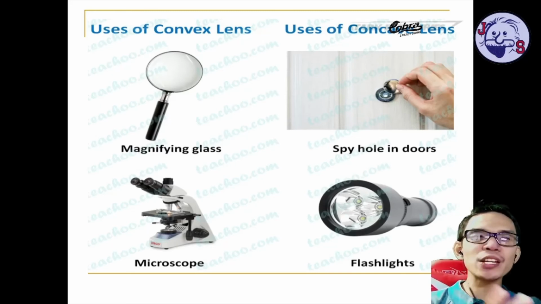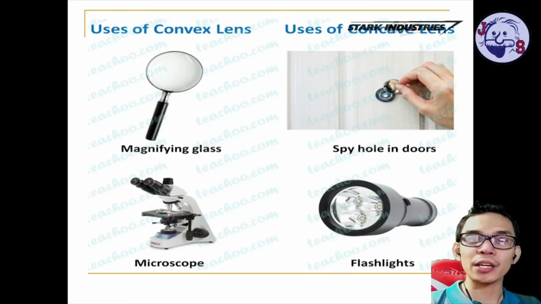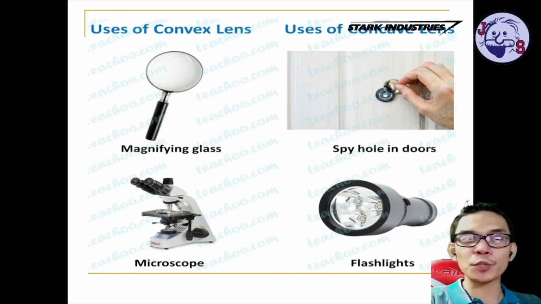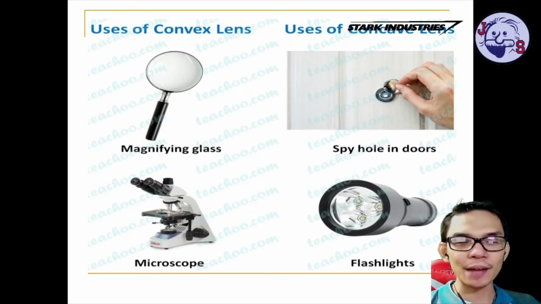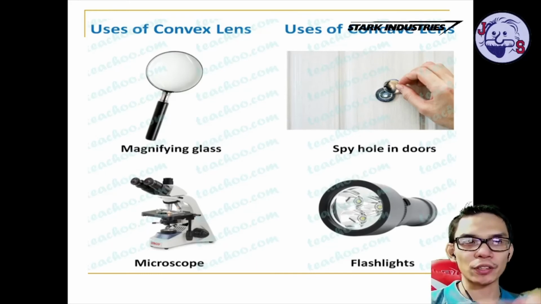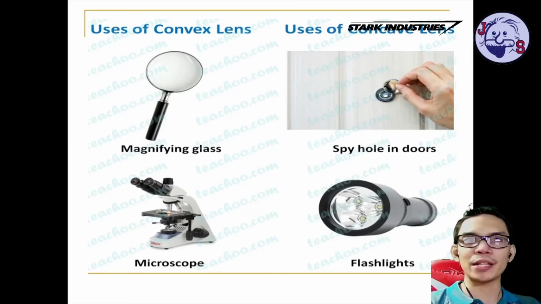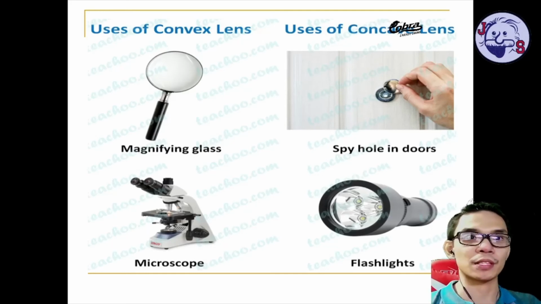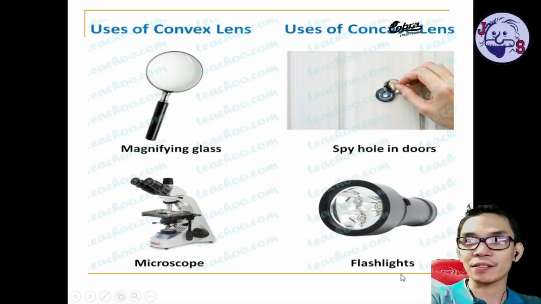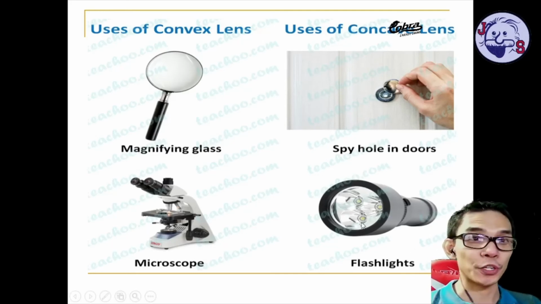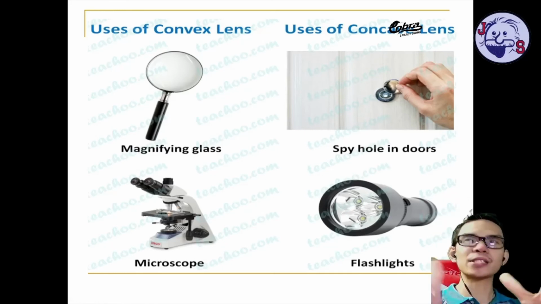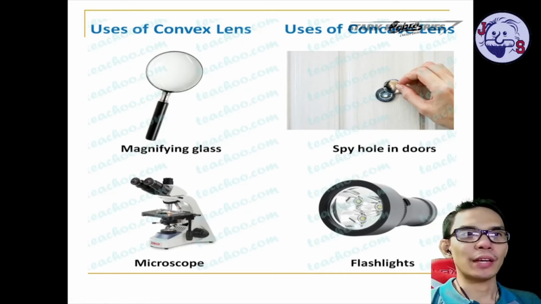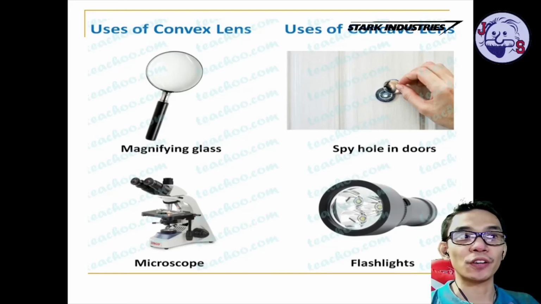So a flashlight uses a concave lens because if you want to disperse light over a larger area, a concave lens is a very good type of lens to use in that case. For a flashlight, if you want to disperse the light, that is it. So those are your examples of concave and convex lenses.